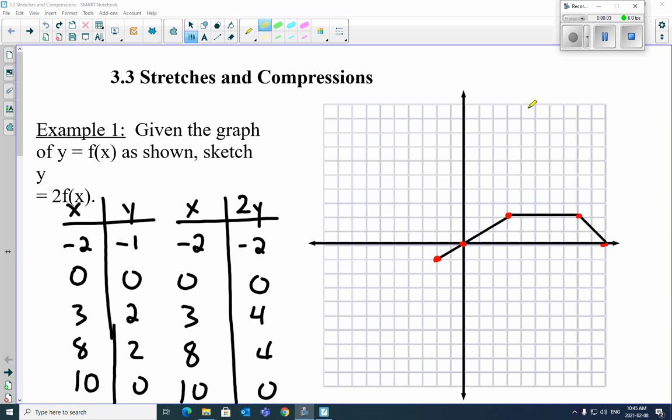3.3 stretches and compressions. So now what we're going to do is start dealing with making it taller or shorter or wider or narrower. Okay, so given the graph, there it is right there. Bang, funny looking graph, right?